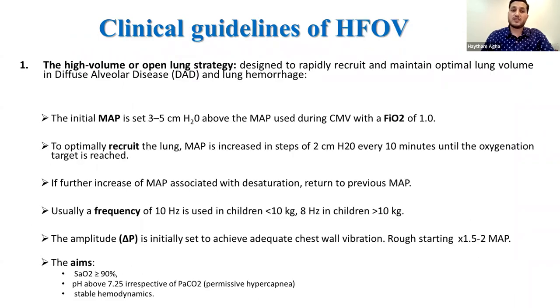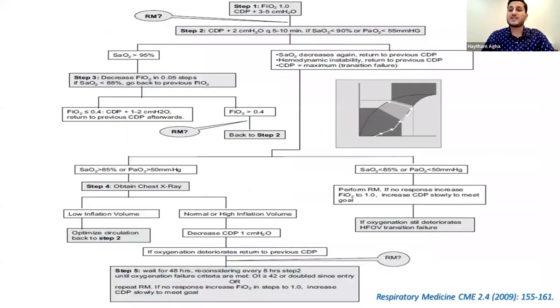So, guidelines of high frequency ventilation: high volume or open lung strategy, this is the most common use. And this one we mentioned before, we start with a mean airway pressure 3 to 5 centimeters above the mean airway pressure in conventional mechanical ventilation, with FiO2 at 100. And then you can do recruitment every 10 minutes by increasing mean airway pressure by 2 centimeters. Once you find that increasing mean airway pressure is associated with desaturation, then you have reached the over-distension zone, so go back to the previous value of mean airway pressure. Frequency and delta P, as we mentioned before, and our target here is saturation above 90% and keeping pH more than 7.25, despite the carbon dioxide, which is called permissive hypercapnia. And this is a stepwise algorithm revealing the recruitment of the lung procedure till we reach the safe window.